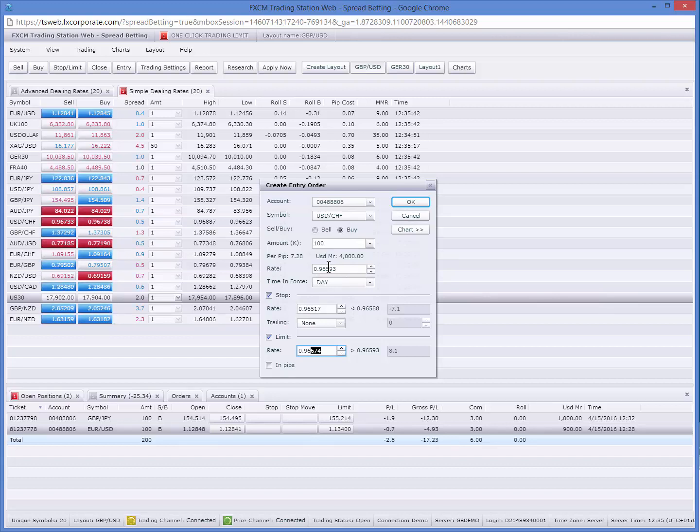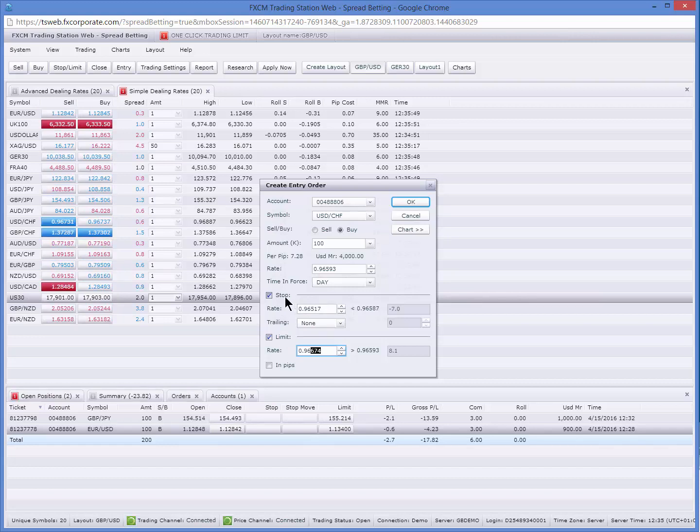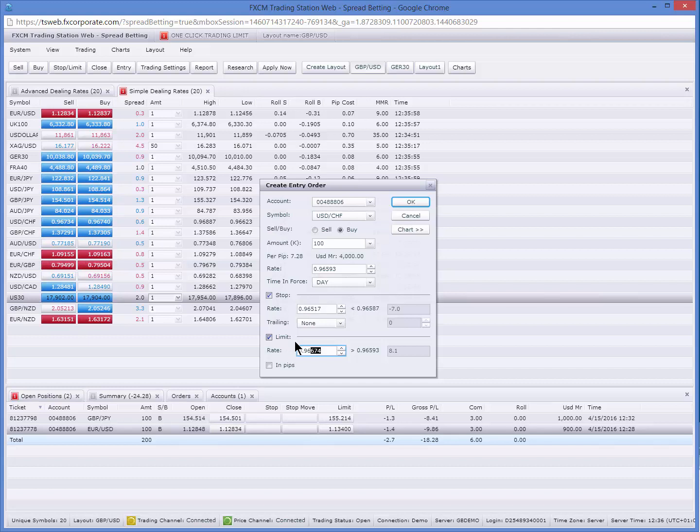That OCO, one cancels other, means that we'll have a stop in place and a target in place, our limit. Whichever one gets hit first will cancel the other. So if we get stopped out on the trade, okay, so be it. We don't want that limit order working anymore to take profit because there's no order to take profit from. So we need to cancel that, and by using an OCO in that way, it will cancel that order automatically.